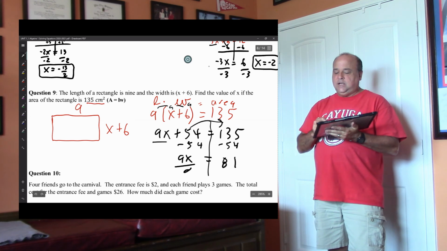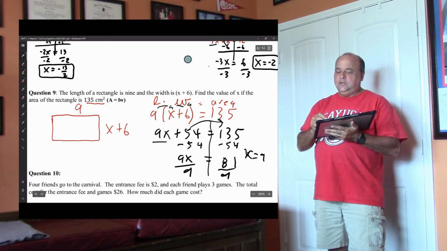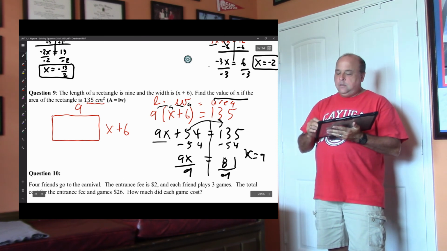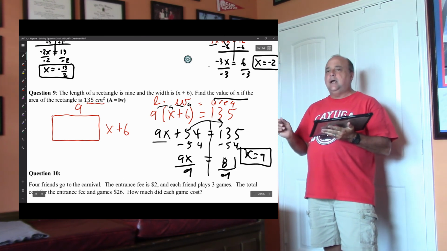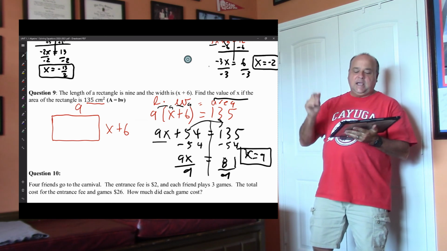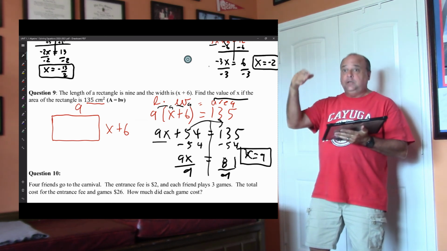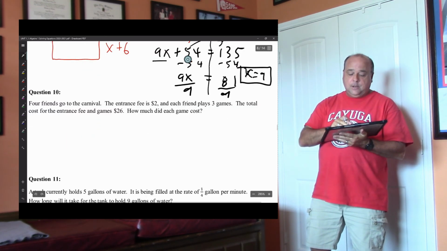And then divide both sides by 9. And x equals 9. And notice they want to find the value of x. Okay, so just x equals 9. Piece of cake. Draw a picture of it. It tells you that it's a rectangle or a triangle.